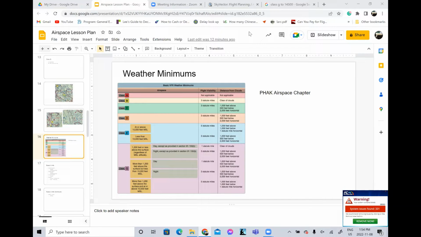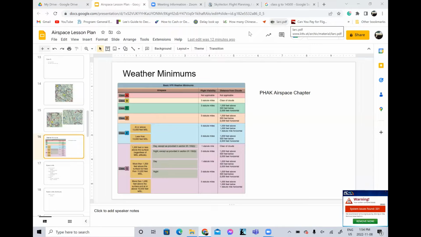For class Bravo, in order to fly VFR, you need to have 3 statute miles visibility, and you have to be able to stay clear of clouds. What that means is your airplane can fly next to the clouds, but no parts of your airplane can be sticking into a cloud.